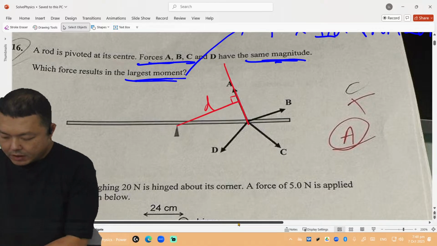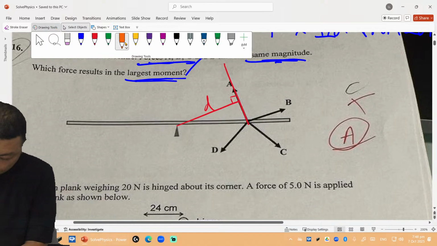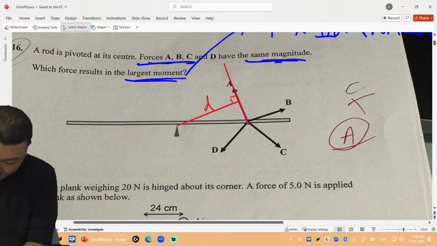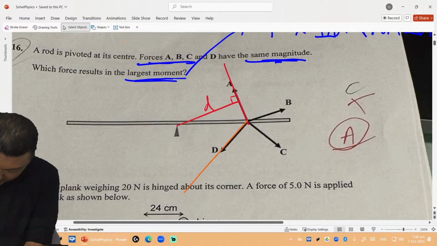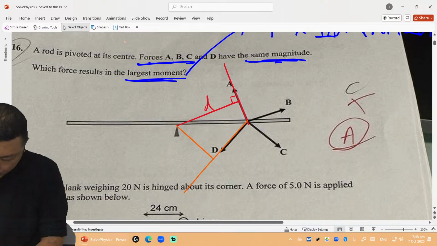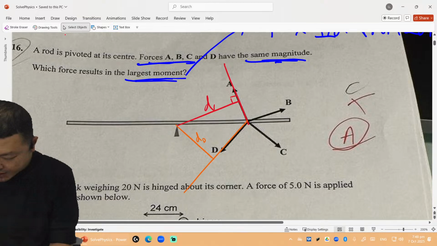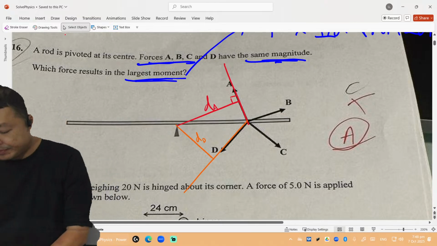Now how about D? You realize that for D it is very hard to draw a perpendicular, so you need to extend D. Do you see that? I'm extending D here like this, and then I draw the perpendicular from the line of action to the pivot. This will be dD. The red one will be dA.